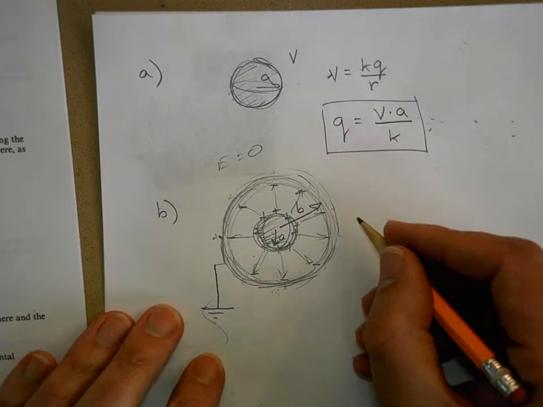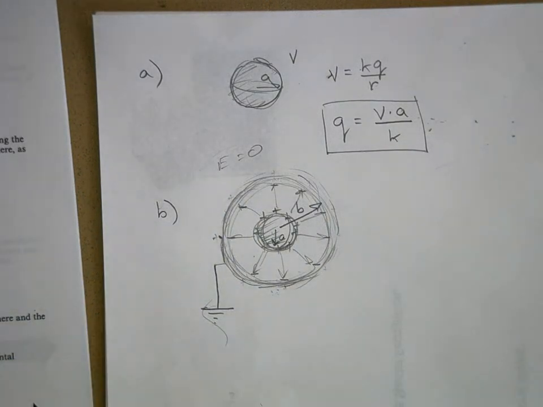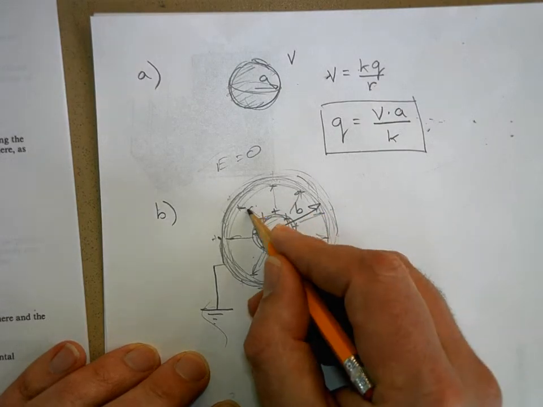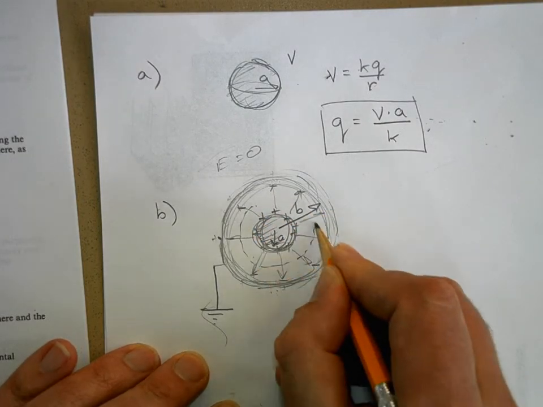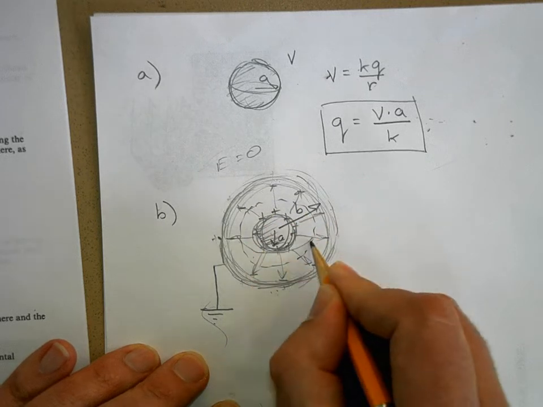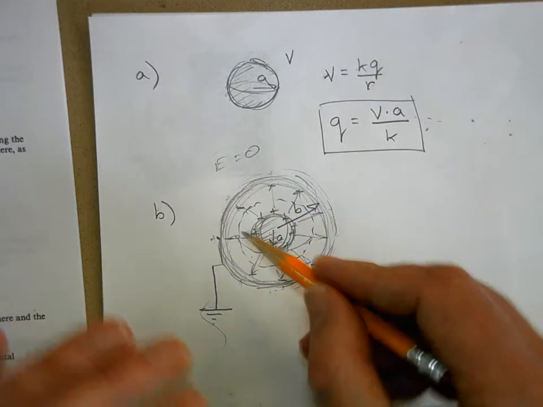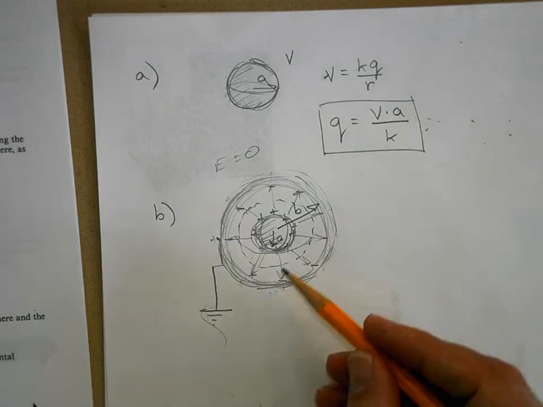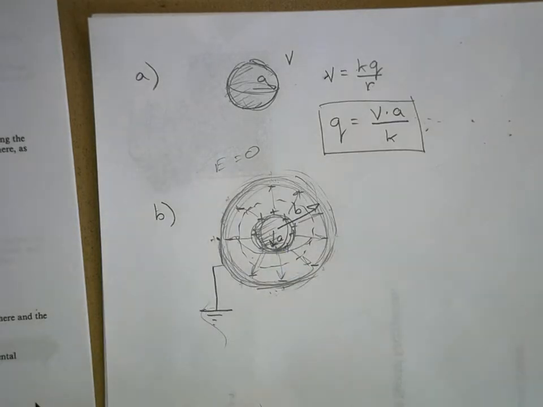Now for part B, it says, by means of Gauss's law, determine the electric field in the space between the solid sphere and the shell at a distance r from the center. Well, that means you're in here. So here's my Gaussian surface. All this stuff I talked about it being grounded, none of that mattered, because all you care about is the charge inside.